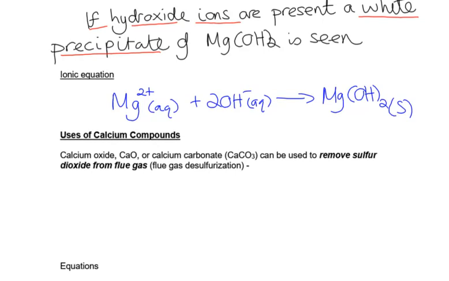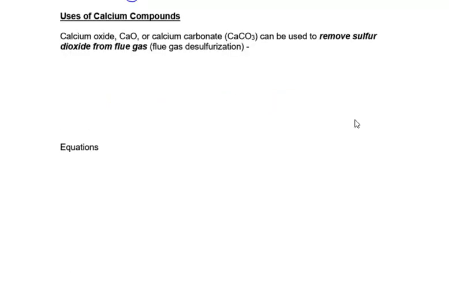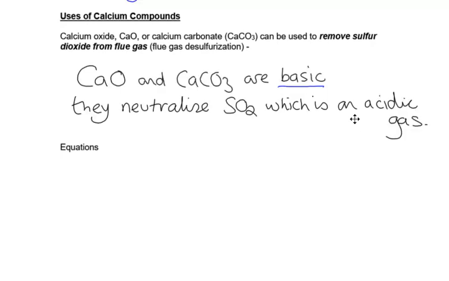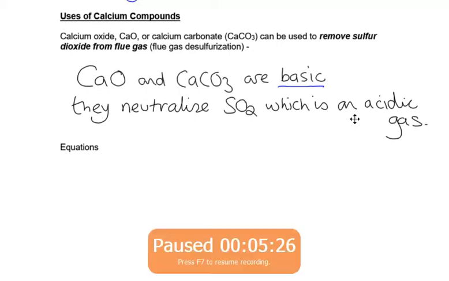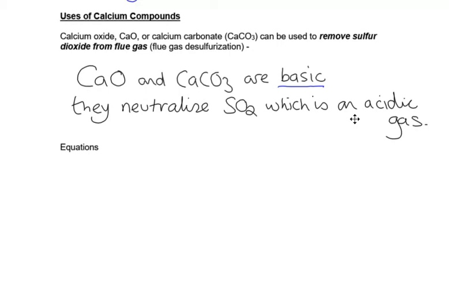And lastly, within this pack, we're going to have a look at calcium in group 2. We mentioned this reaction back when we were looking at alkanes and crude oil, and we saw then that calcium oxide or calcium carbonate can be used to remove sulfur dioxide from flue gas. Both calcium oxide and calcium carbonate are basic, therefore they will neutralise the sulfur dioxide, which is an acidic gas, and you could have a go at writing equations for the reaction of those with SO2. I'm going to pause the video.